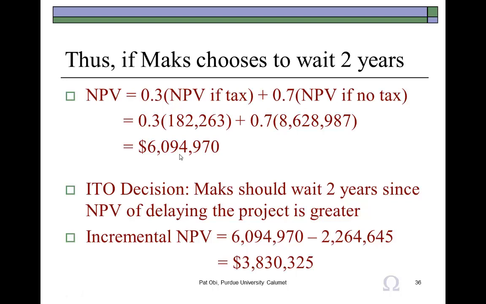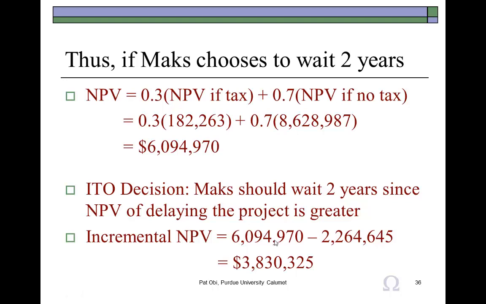So final analysis, what should we do? Start on the project right away, and as we showed earlier, the NPV would be 2.26 million, or delay the project for a couple of years, in which case the weighted average NPV would be 6 million. Well, as you can see, waiting for 2 years would on average result in a higher NPV. Now, you would agree that there are a couple of issues here. One is that this is based on a probability, and if your probability is way off, you'd be making very bad decisions 2 years from now.